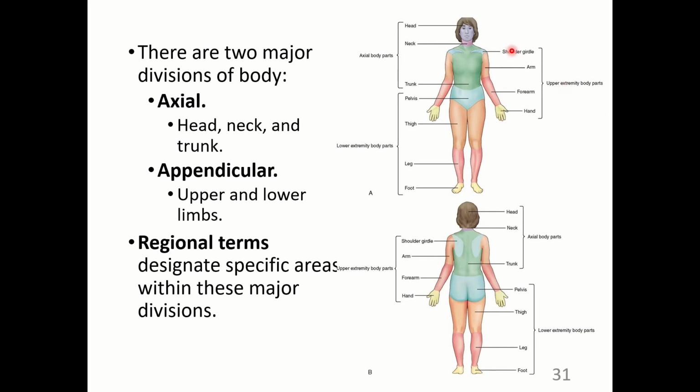For the upper limbs, the shoulder girdle, the arm, the forearm, and the hand on the anterior. The shoulder girdle, the arm, the forearm, and the hand on the posterior. For the lower extremity, we see the pelvis, the thigh, the leg, and the foot on the anterior. And for the lower extremities on the posterior, again, the pelvis, the thigh, the leg, and the foot.